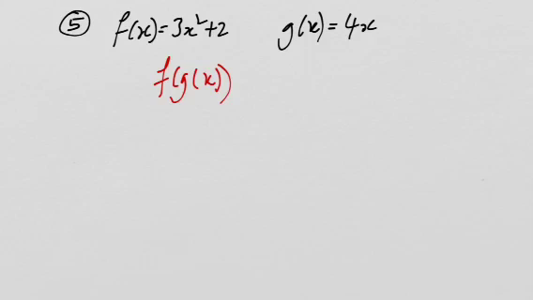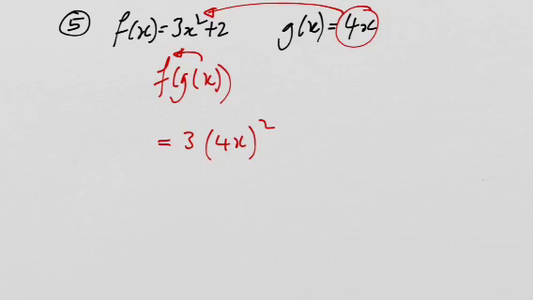Question 5, start with some functions work. f of g of x, you've got to put the g into the f formula. So this 4x is going to go into this formula here. So you're going to have 3 lots of 4x squared plus 2, which needs to be simplified.